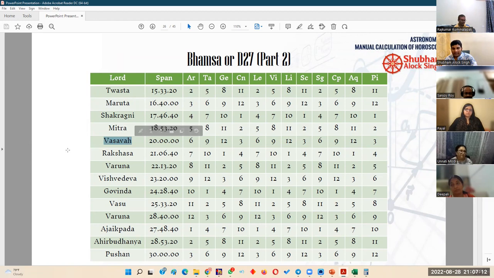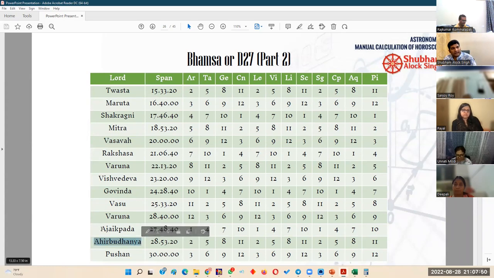Vasavaha is a name for Indra again. Next by Rakshas, that is a name for Niritti. Next by Varun, next by Vishwedeva, next by Govinda, then by Vasu, then by Varun, then by Ajayakpat, then by Ahirbudhan, then by Pushan. Just two small hints: Ajayakpat should be taken as Krishna. You don't find much on Ajayakpat, but Ajayakpat is basically Krishna. And Ahirbudhanya is a form of Shiva. So my small one-point advice is to replace Ahirbudhanya with Shiva and Ajayakpat with Krishna.